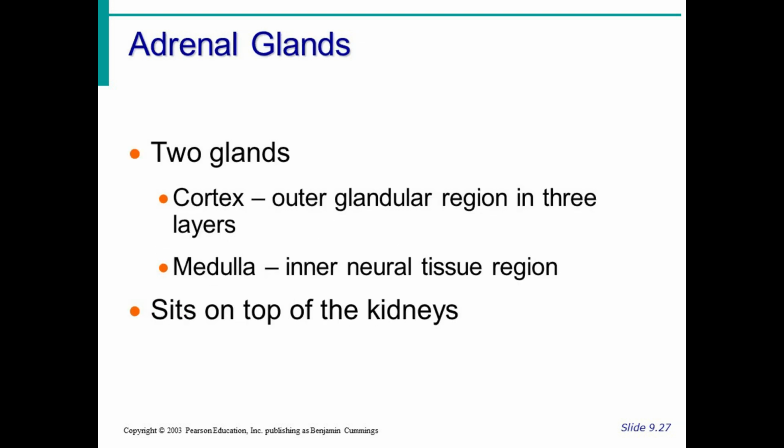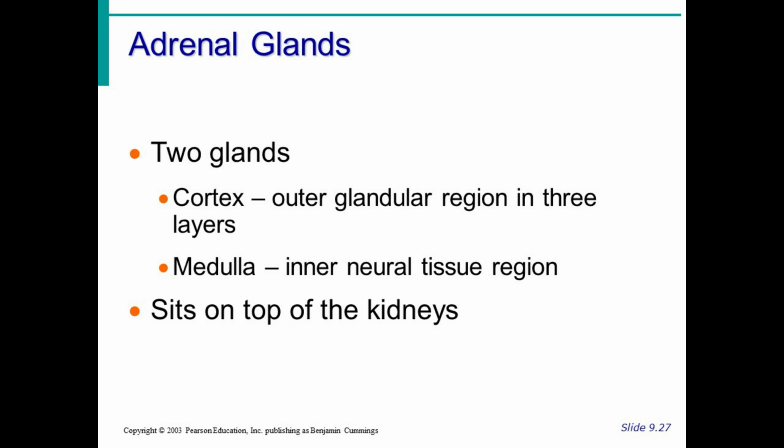Next, we have the adrenal glands. So the adrenal gland sits on the top of the kidneys. So there are two parts of this gland. We have the cortex, which is the outer glandular region in three layers, and the medulla, which is the inner neural tissue region. The three layers of the cortex are zona glomerulosa, zona fasciculata, and the zona reticularis. Each zone is responsible for producing specific hormones.